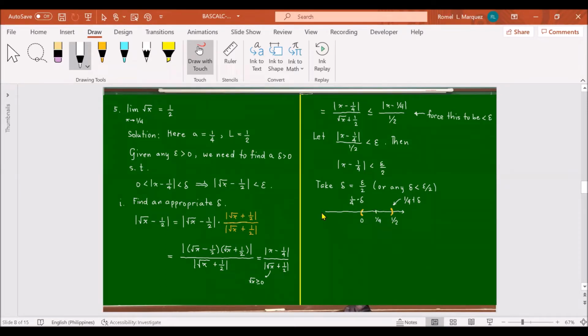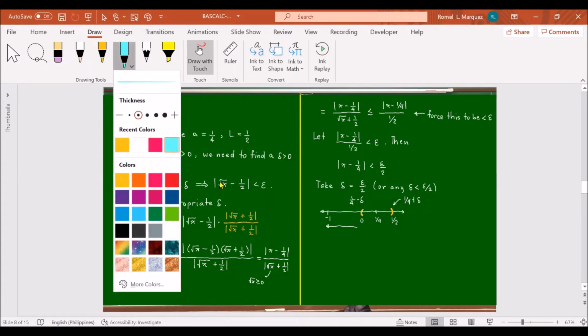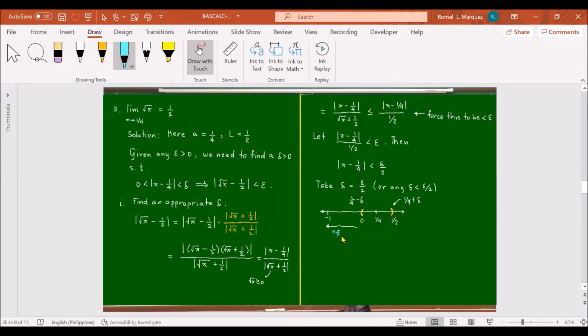And we have -1 here. So all values to the left of 0, x here, is no longer an element of the domain of square root of x. Those that are to the left of 0. Okay, guys? Here, x is less than 0. Okay?